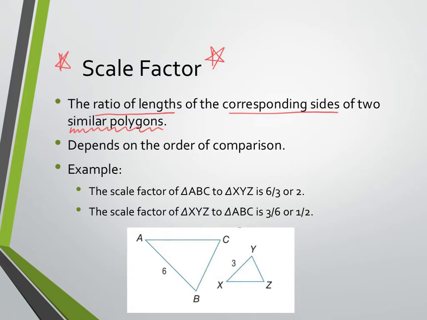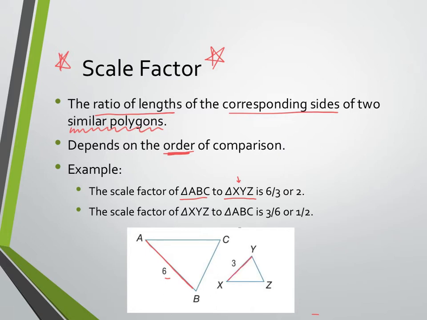Just pay attention to the wording of your question for the order in which you create your scale factor. So if we go down here to the bottom, let's say my question asked me to get a scale factor from triangle ABC to triangle XYZ. What I'm going to do is go down to my picture and look for two corresponding sides. I see I have a number on AB, which means my corresponding side would be XY.